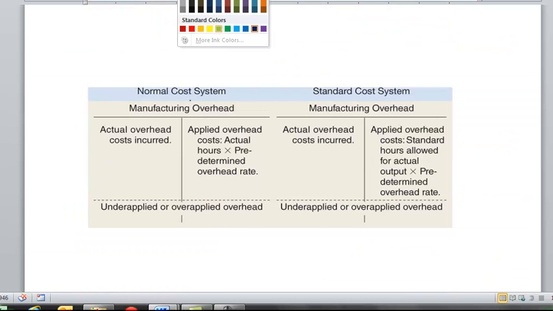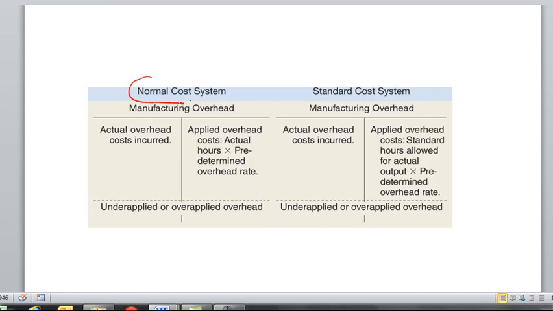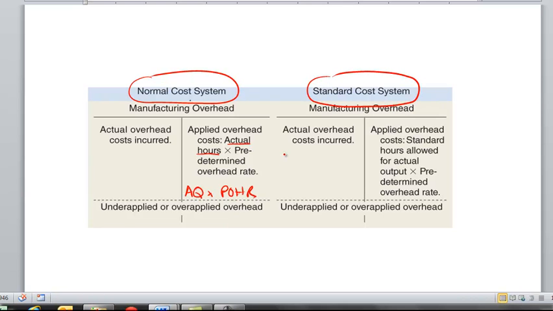Okay, what is this saying to us here? In a normal cost system, the debit still is actual overhead, but the credit takes actual hours, meaning actual quantity, times your predetermined overhead rate. In a standard cost system, the debit's still actual cost, but we're going to take standard hours allowed, which means it's SQ times the predetermined overhead rate. So just wanted to show you where the AQ and the SQ come into play.